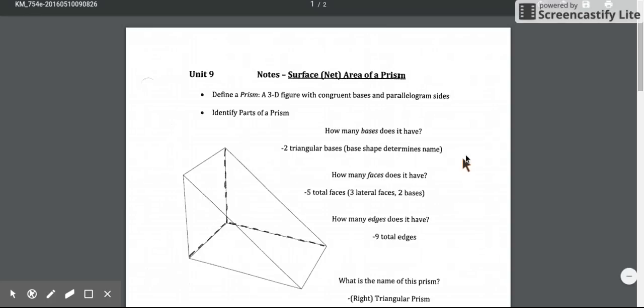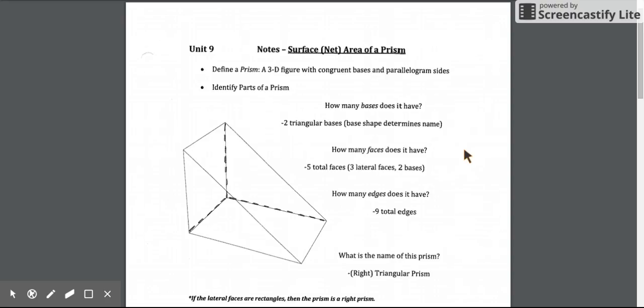In this video, we're going to be talking about surface area of a prism, also known as the net area of a prism. What is a prism? Well, a prism is a 3D figure. It's going to have congruent bases, or bases that are the exact same, and it's going to have sides that are parallelograms. And so we'll talk about what each of those pieces are.